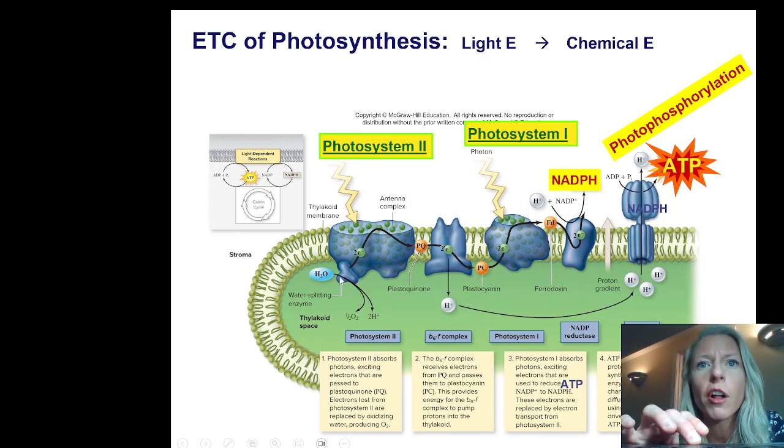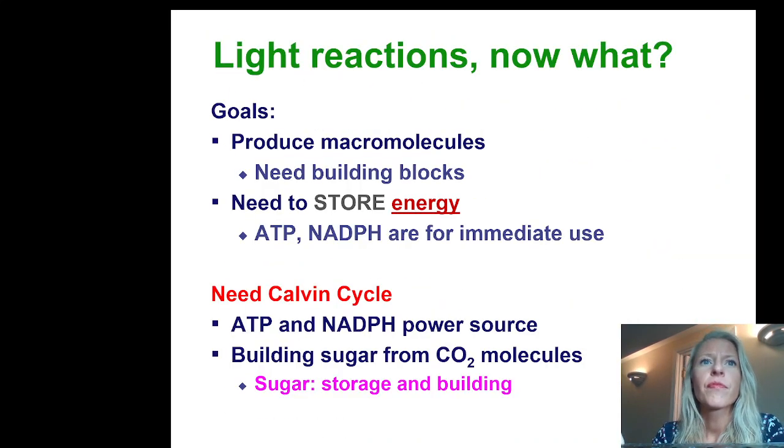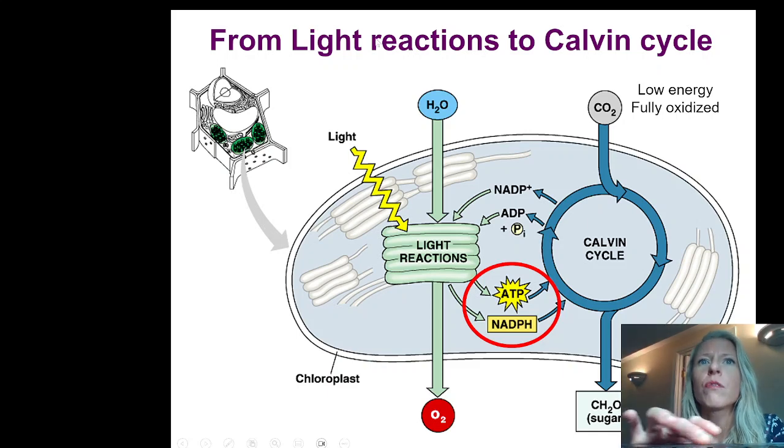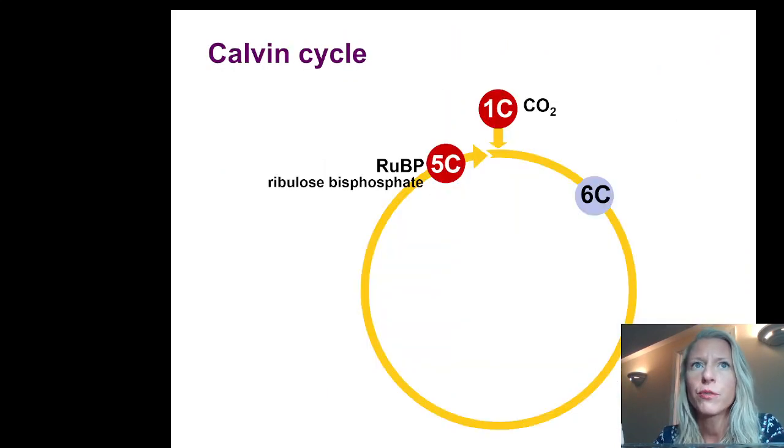We create water as our byproduct in the light reactions, as well as oxygen. So, light reactions to the Calvin cycle, where CO2 comes in and sugar is then produced.